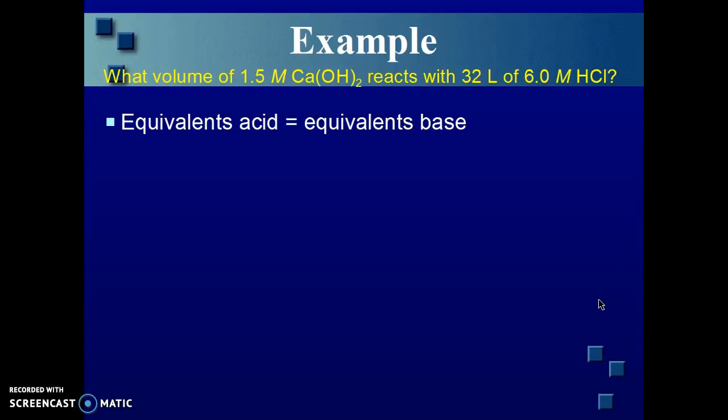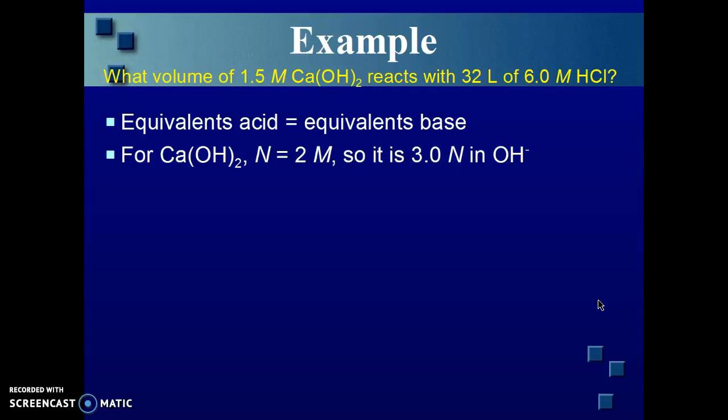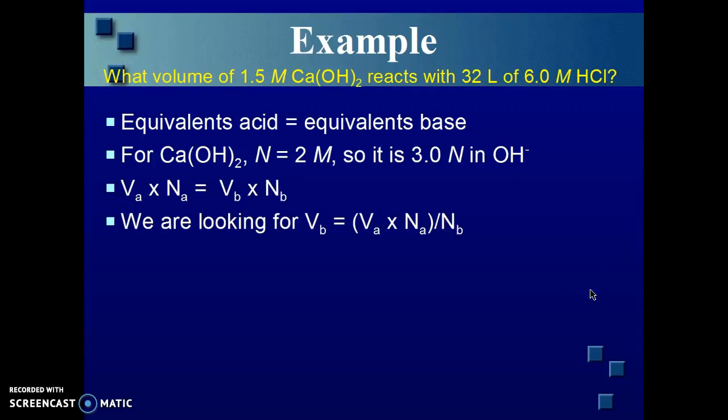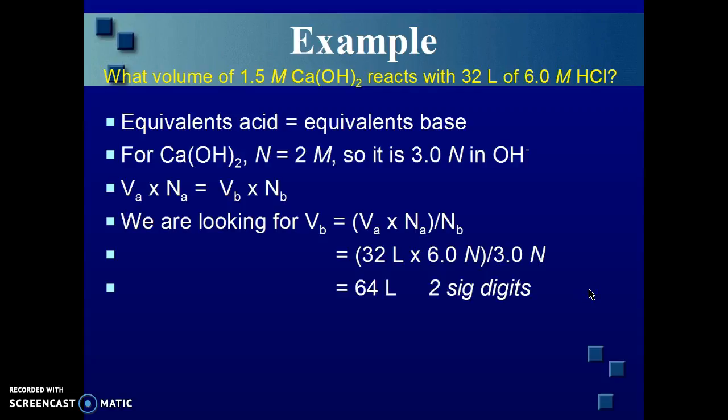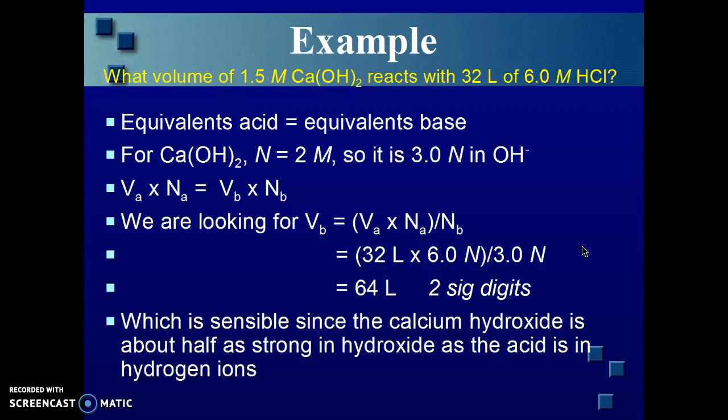We have our equivalents of acid and base are the same. For calcium hydroxide, the normality is twice the molarity. See, OH taken twice. So it's 1.5 molar, but 3.0 normal in the hydroxide. We introduce our equation. We solve for the volume of the base. We plug in our numbers and units, and we get 64 liters as our answer, two significant digits, and it's sensible. Calcium hydroxide is about half as strong in hydroxide as the acid is in hydrogen ions.